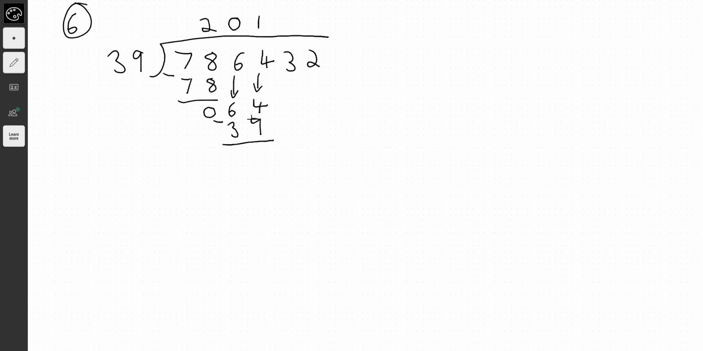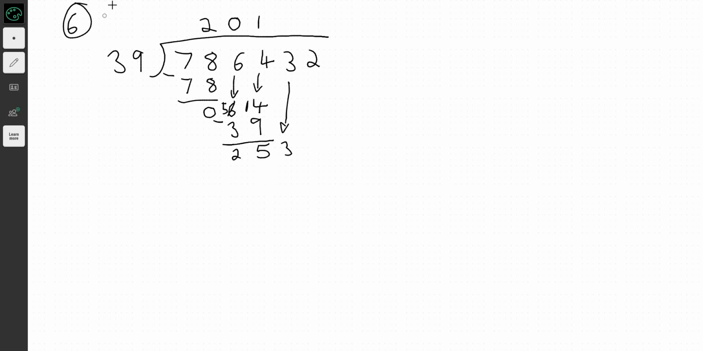Now 4 take away 9, we can't do that, so we need to borrow a 10 from the 6, turn it into a 5, and turn the 4 into a 14. 14 take away 9 is 5, 5 take away 3 is 2, so we've got 25. Then we bring down our 3, and we say how many times does 39 go into 253?